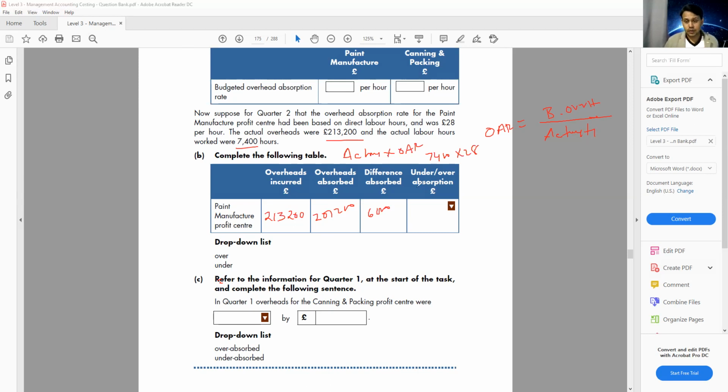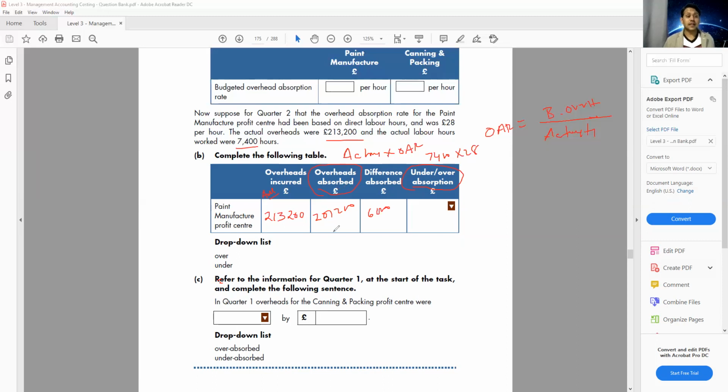But here, don't be rushed to identify the over and under. Here, you have to be really, really slow. Try to get the right answer. Always ask yourself what you did. This is actual. Remember, overhead incurred is actual. You have nothing to do with actual. You need to ask yourself what you did. This is the one you absorb. Overhead absorbed, that's the budgeted one, the one based on the budget.